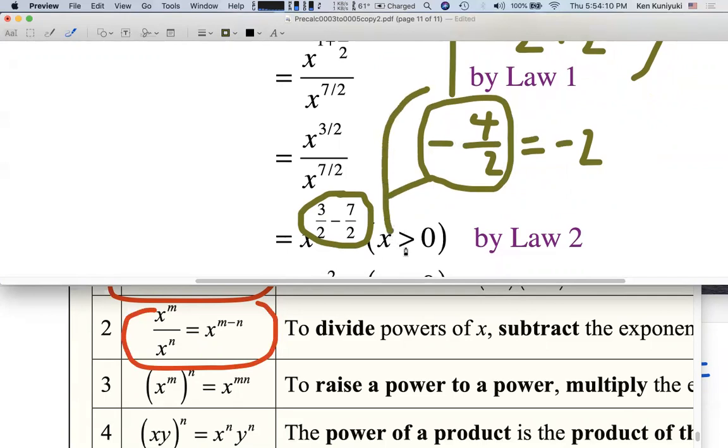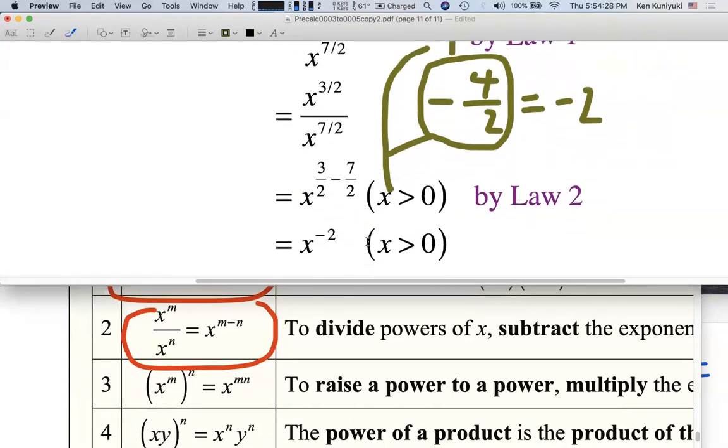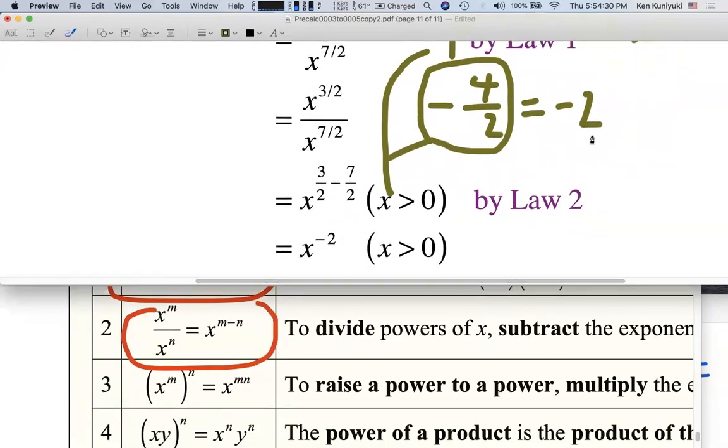All right. I note here that the hidden restriction, x being positive, gets hidden when you perform this division, though it's not always clear. So I would say consider the restrictions either at the very beginning or consider the issue at the end. Okay, but anyway, we end up with x to the negative 2. 3/2 minus 7/2 is basically negative 2. We have x to the negative 2.